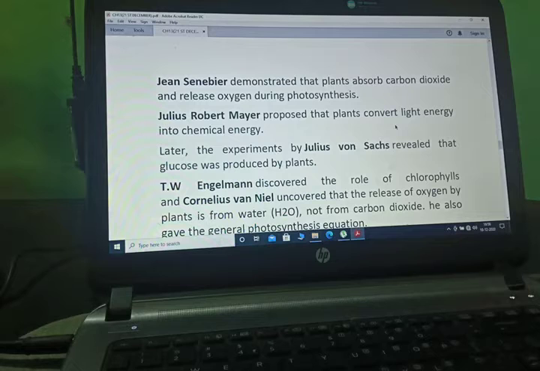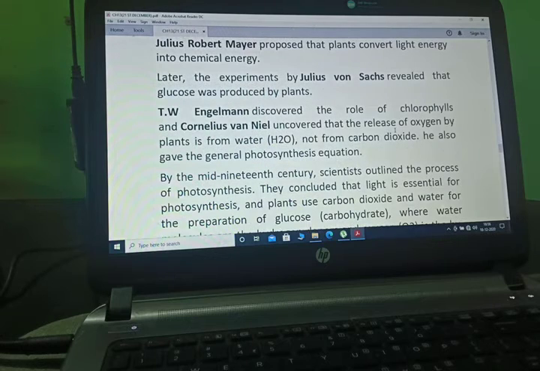Jean Senebier demonstrated that plants absorb carbon dioxide and release oxygen during photosynthesis. Julius Robert Mayer proposed that plants convert light energy into chemical energy. Later, the experiments by Julius von Sachs revealed that glucose was produced by the plant. T.W. Engelmann discovered the role of chlorophylls, and Cornelius van Niel uncovered that the release of oxygen by plants is from water, not from carbon dioxide. He also gave the general photosynthesis equation.